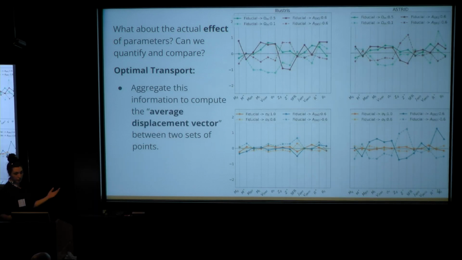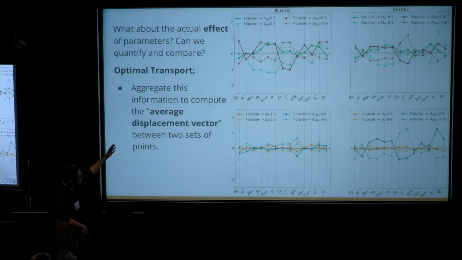We can do this for the 13 features, and this plot is confirming other things that we've seen before, and also things that Amanda has observed in her work. So for instance, on the top left, you can play this game for Illustris and Astrid, and this plot is telling you how the parameters move your feature when you go from fiducial to omega matter 0.5 in green, and from fiducial to ASN1 in red, with different values if it's dashed or solid.